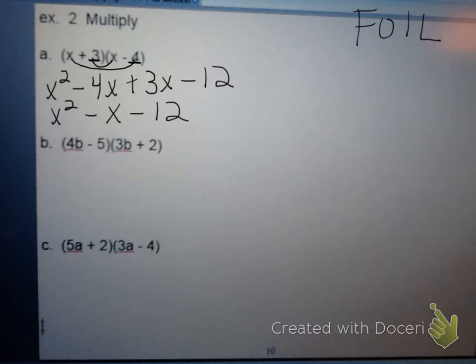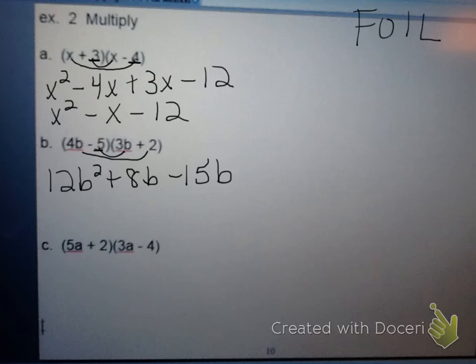Example B, we're going to multiply 4b times 3b and get 12b squared. Multiply my outside and get 8b. My inside and get negative 15b. And my last is a negative 10. Combine the two middle terms, get negative 7b minus 10.